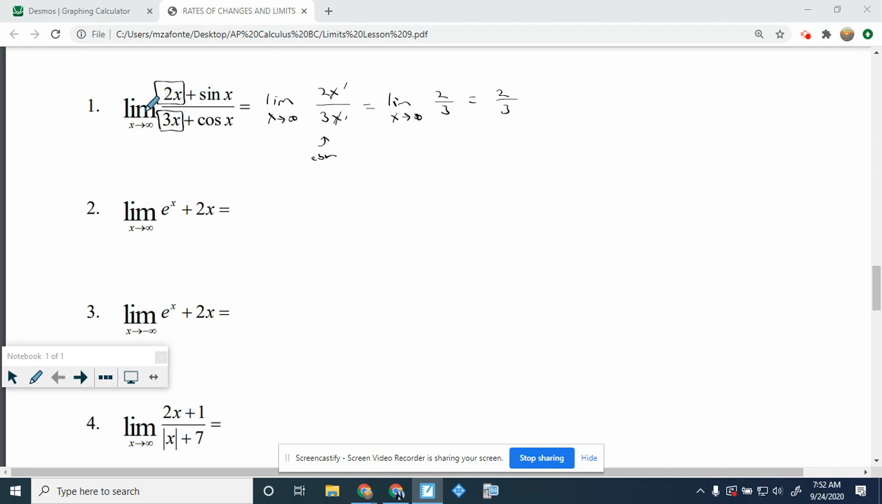Other information that we know: we just did a limit of a function as x went to infinity and got a number. We got 2/3. What does that mean? That means that there is a horizontal asymptote at y equals 2/3. That wasn't really the question we were looking for here, but that's just a little review.